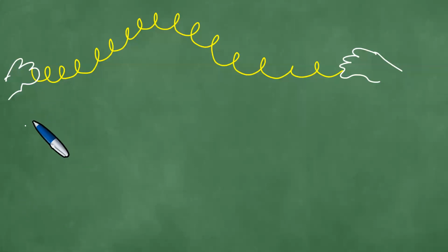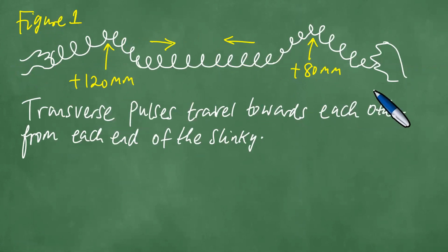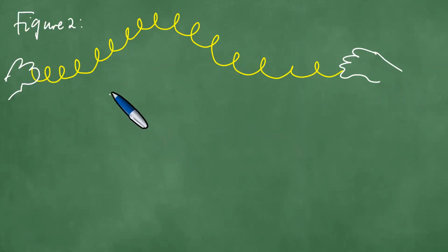I want us to call this one figure 2. In figure 2, one used both hands to lift the spring up, and then the pulses were formed. Then suddenly they started to migrate towards each other and combined to form one big pulse. So let's elaborate what is happening here in figure 2.